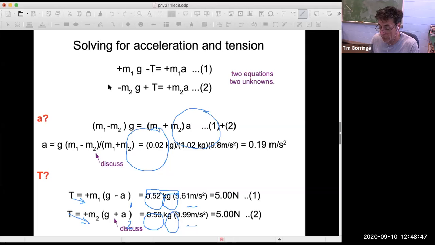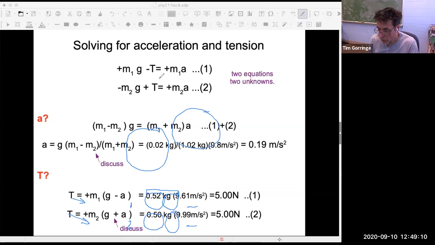And that's what I'm going to do here. So if you look upstairs here, I've reproduced those two equations from the last slide. The only thing I did slightly differently when I wrote them down was, look, I've written the weight of the two objects in terms of the masses and the acceleration of gravity, but that's the only difference.